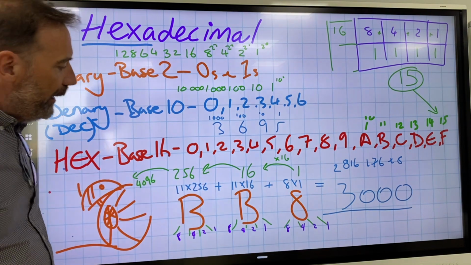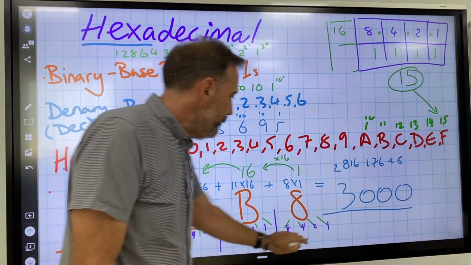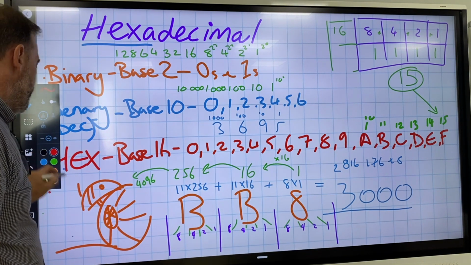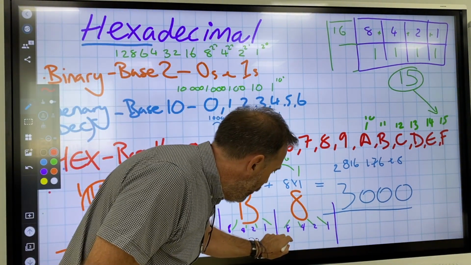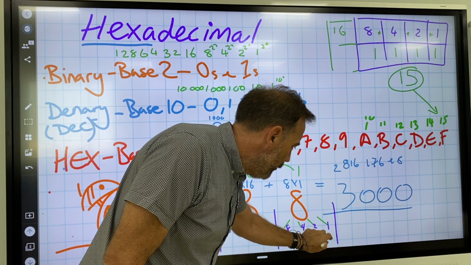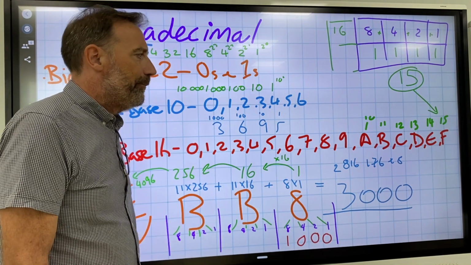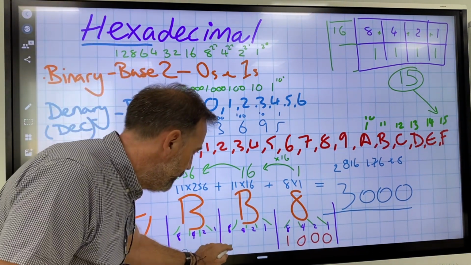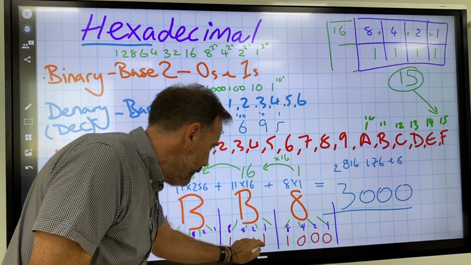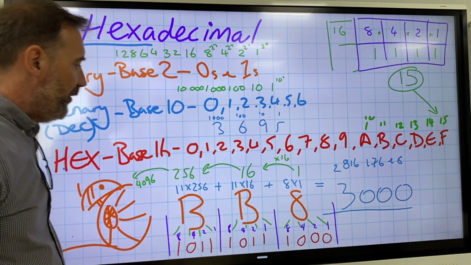Okay, so with each of my little eyelashes, I'll put the little spaces in here so we can see that they're all going to be nibbles. So 8 is going to be 1 lot of 8, no lots of 4s, no lots of 2s, no lots of 1s. That's the binary representation of the number 8. Good. B. So B is 11. So B minus 8 is 3. So it's 0, 1, 1. This one is 1, 0, 1. So it's as easy as that.